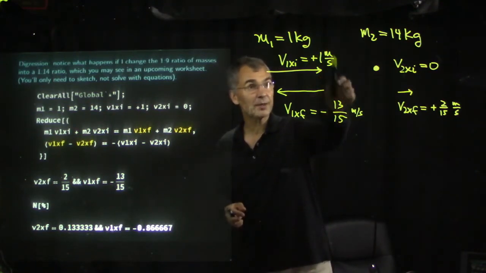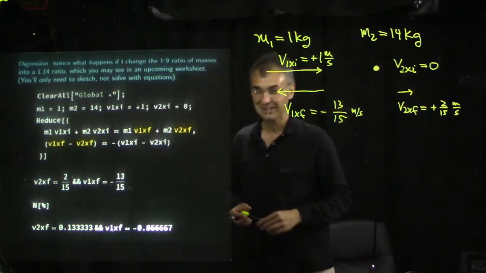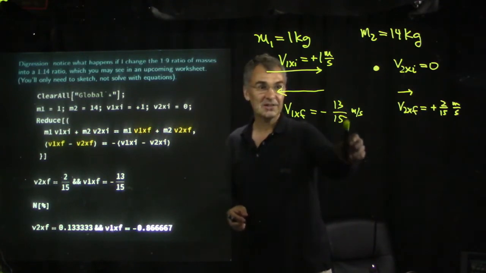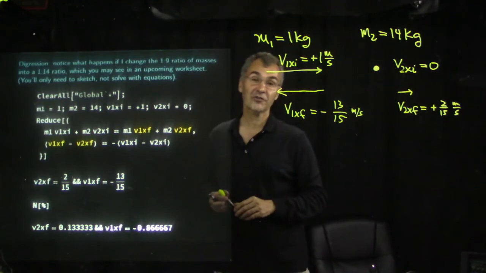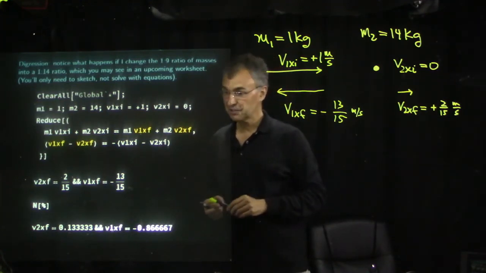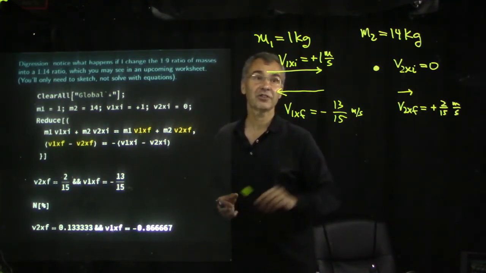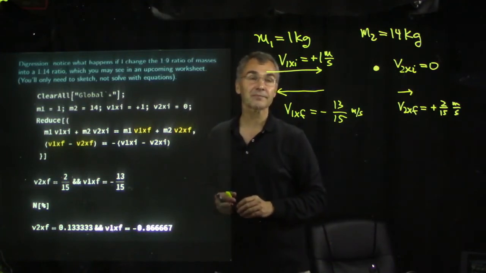It's not exactly, this is plus 1 meter per second. Wolfram Mathematica says this is actually 13/15 of a meter per second in the other direction. So it's not quite 100%, but it's like 87% of its initial speed in the opposite direction.